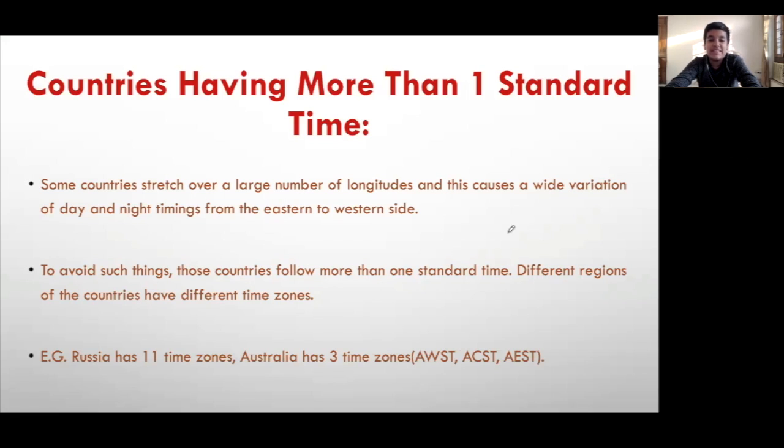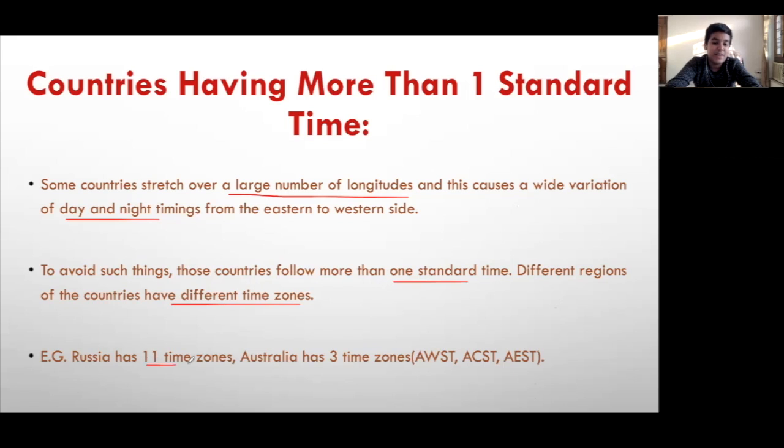Countries having more than one standard time. There is one particular reason why there is more than one standard time: some countries stretch over a large number of longitudes, and this will cause a wide variation of day and night times from the eastern to the western side. So if it is 5 a.m. in the morning, then one place on the eastern side would be experiencing sunrise, and one place would still be experiencing night. So this would create confusion in that country. To avoid such things, those countries follow more than one standard time. Different regions of the countries have different time zones.